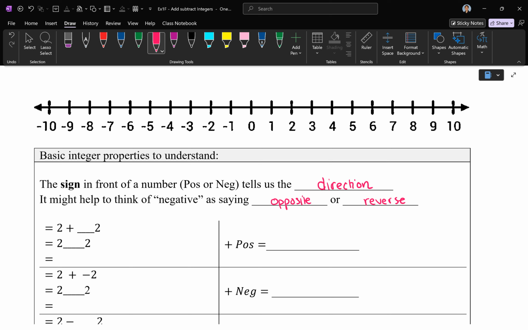Let's do an example. Let's say I told you you've got 2 plus, and I'm going to put a symbol here. That's a positive 2. So I'm saying this number is a positive 2. I'm doing 2 plus positive 2. Now I want you to look at the number line.